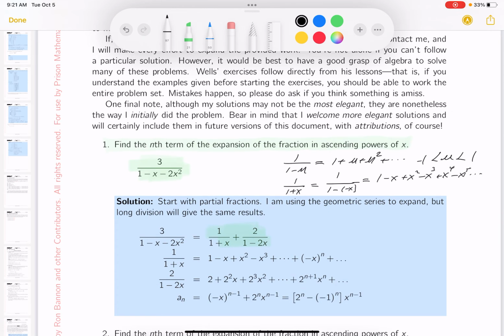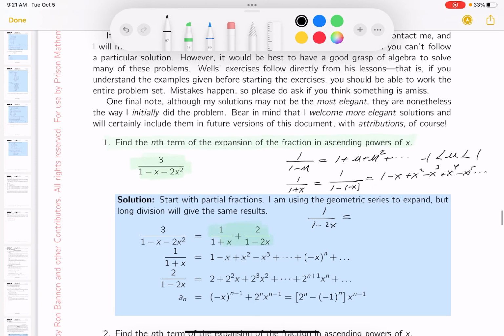What's the other one going to be? Well, the other partial fraction is going to be this one over here: 1 over 1 minus 2x. What's the u here? It's actually 2x. We're going to get 1 plus 2x plus 2x quantity squared plus 2x to the third plus yada, yada, yada. And that stuff is written over here, all right?